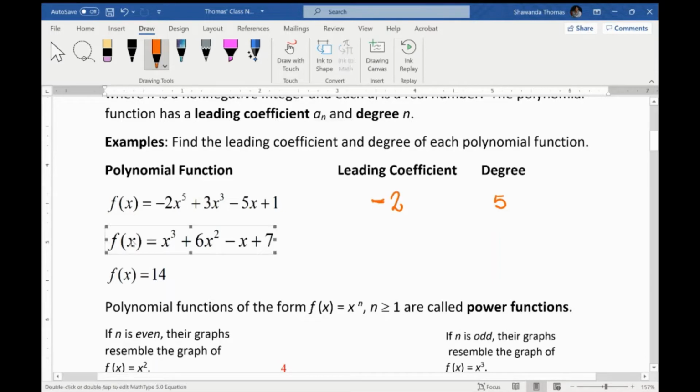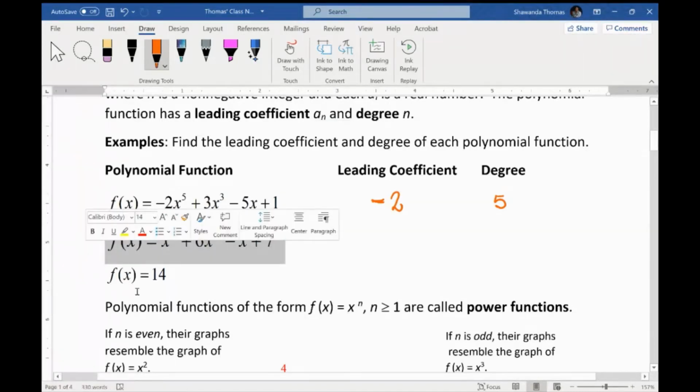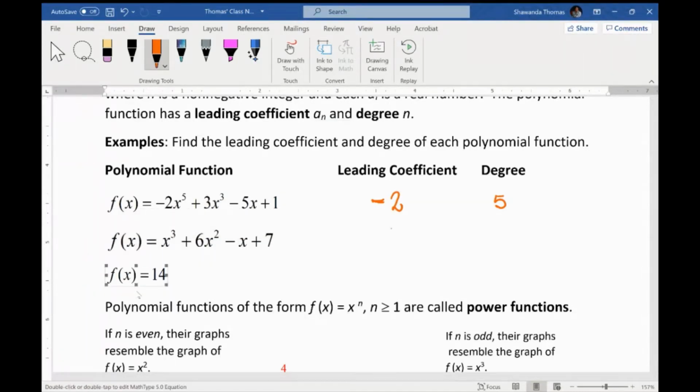f of x equals x cubed plus 6x squared minus x plus 7. What is the leading coefficient? 1. Correct. It's 1, right? Yes, because 1 is understood to be in front of x cubed. What is the degree? The third degree. All right, very nice.